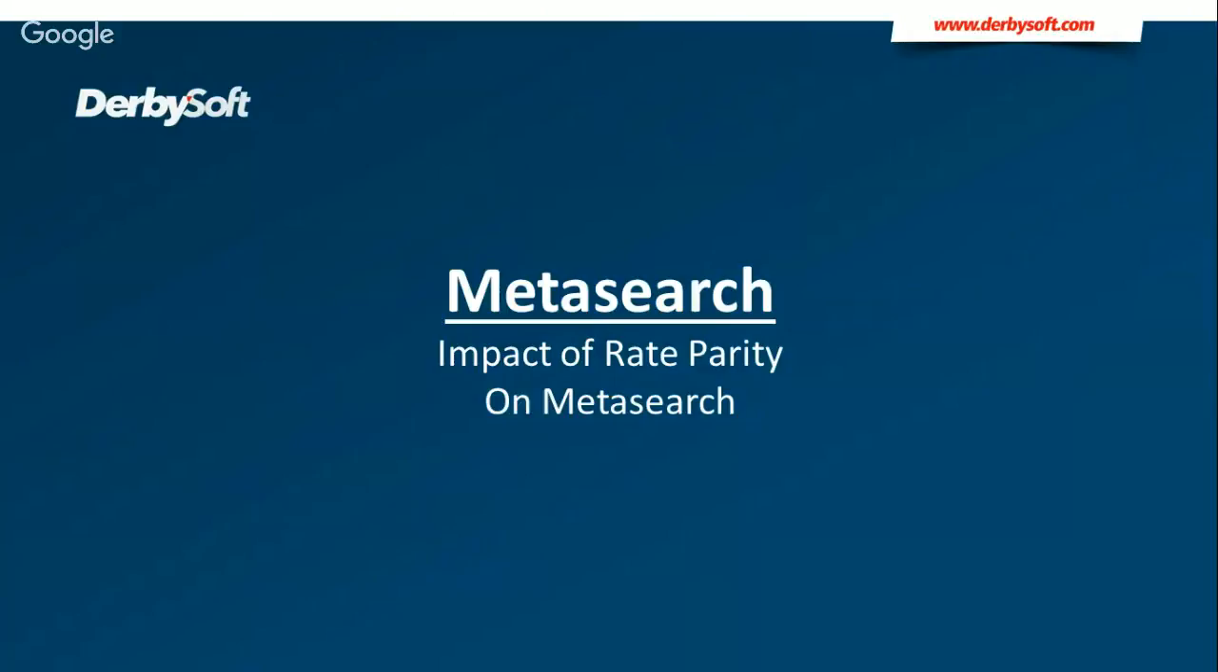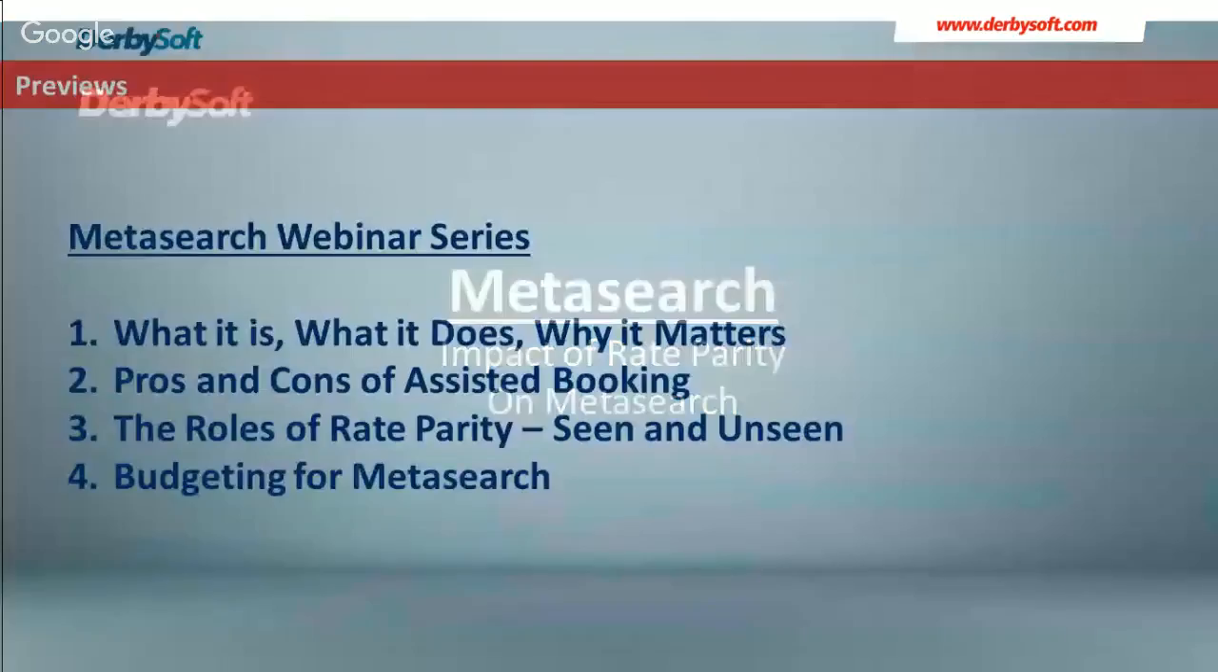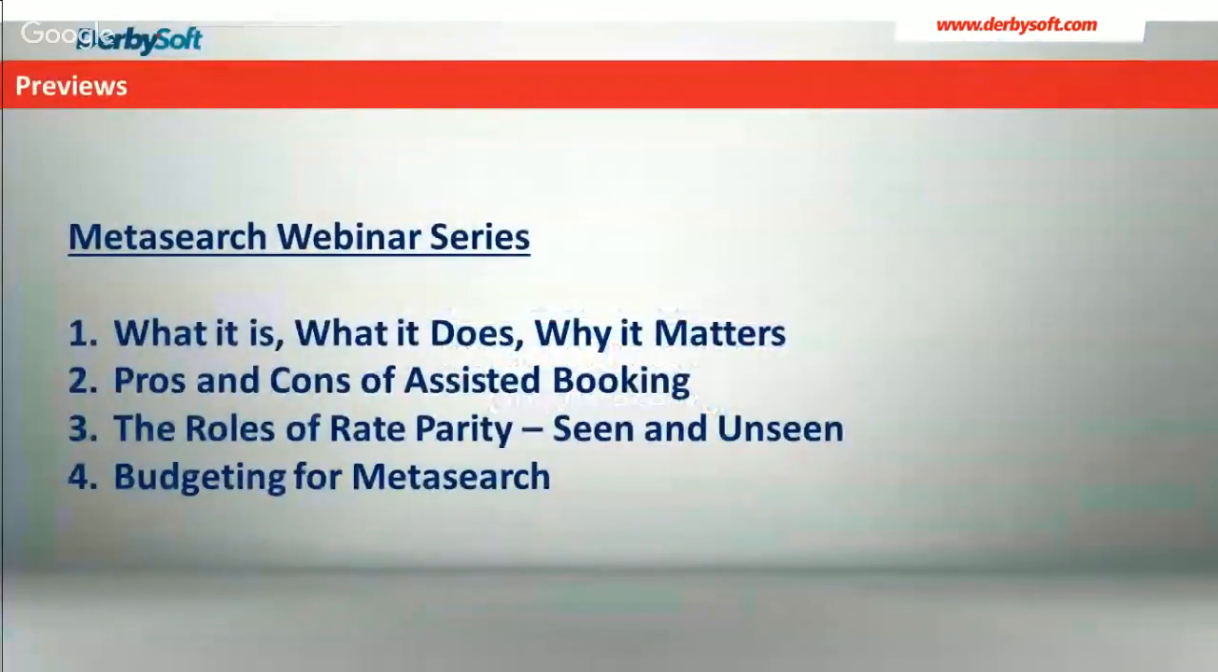So far within this series, we've covered a number of different topics, including Metasearch in general, what it is, what it does, and why it matters. Last week we talked about the pros and cons of assisted booking measures. Today we'll talk about the roles of rate parity, some seen and unseen, and then culminating all of this next week with budgeting for Metasearch.